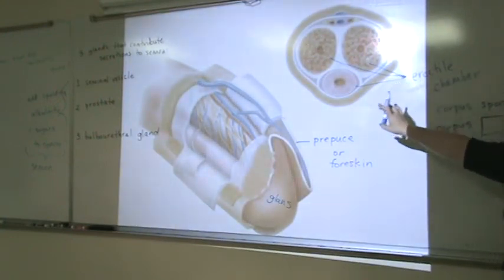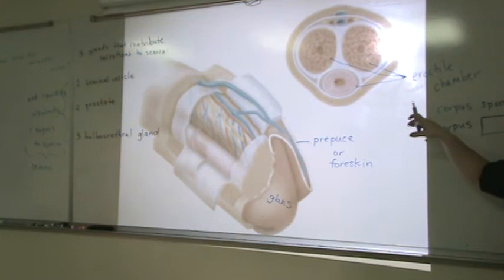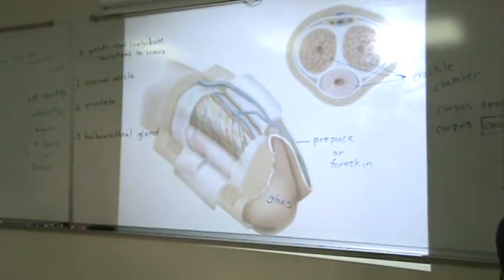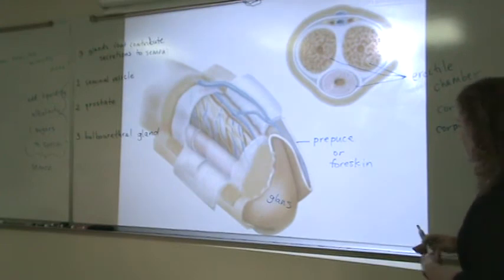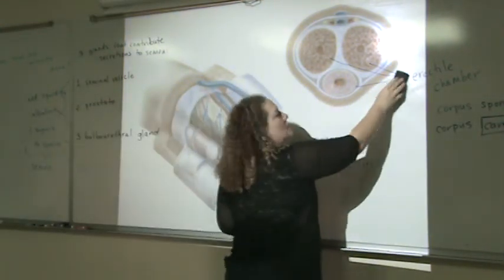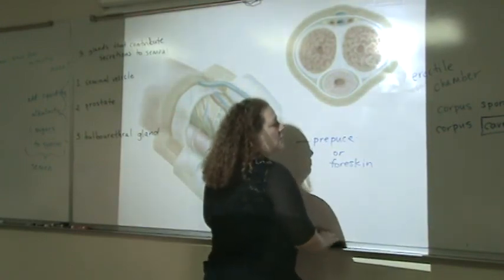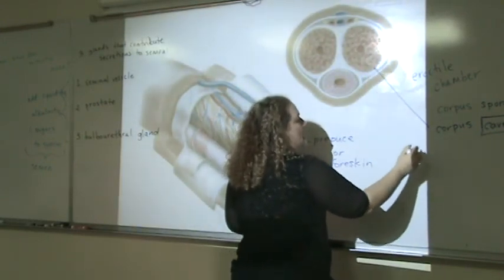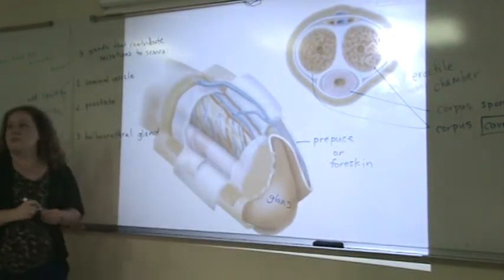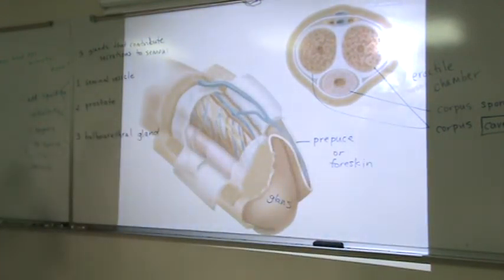The chambers are called corpus blank. One of them is corpus spongiosum. One of them is corpus, oh yeah, now I just remember, cavernosum. Corpus, which means body, spongiosum, and corpus cavernosum. Cavernosum are the ones you have 2 of. Spongiosum is the one the urethra runs through. That anatomy is the hardest part for me to remember, obviously.